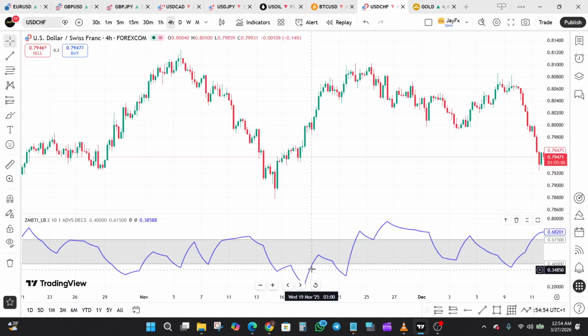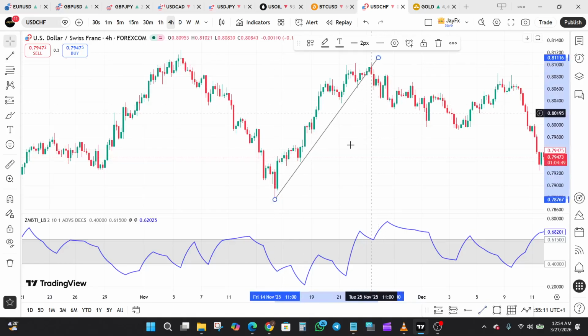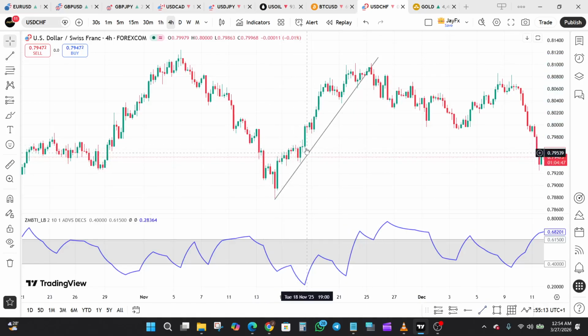So when you notice that the indicator line has crossed above the lower threshold and is still trending upward, you can look for buy opportunities, provided that you are in a bullish trend. That is also very important. Provided that you are in a bullish trend, you can start looking for buy opportunities because that's a bullish momentum.